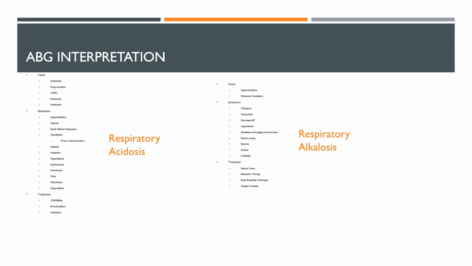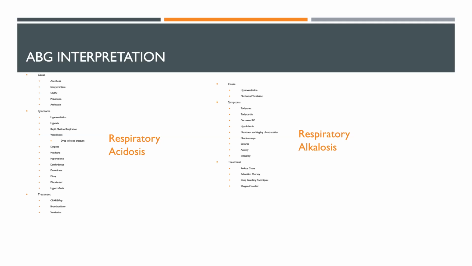Treatment for respiratory acidosis would be to place a patient on a positive pressure device such as a CPAP or a BiPAP. We can also give bronchodilators to try and open up the airways to allow for better inhalation, and we can provide mechanical ventilation.